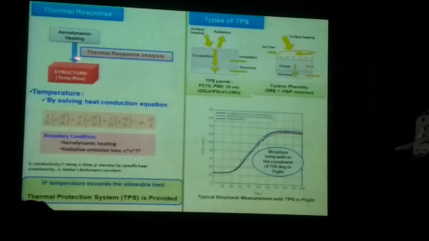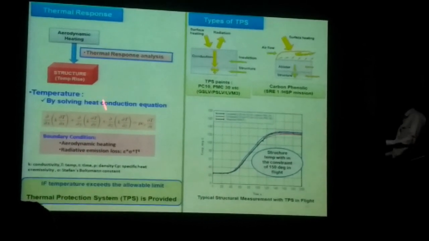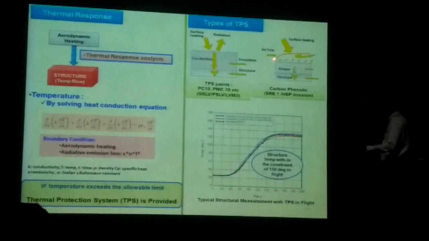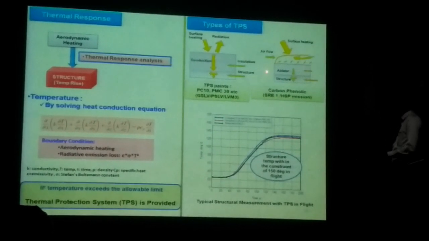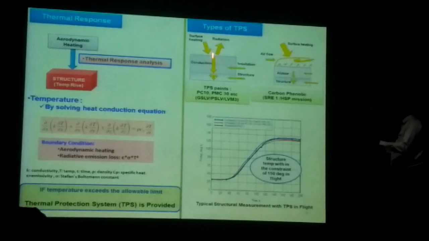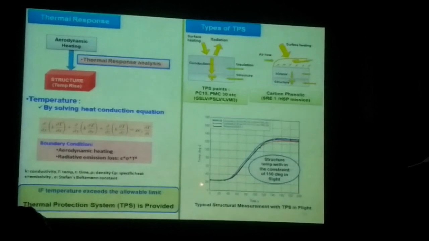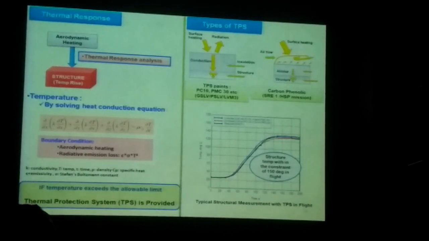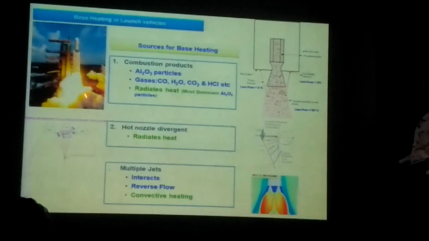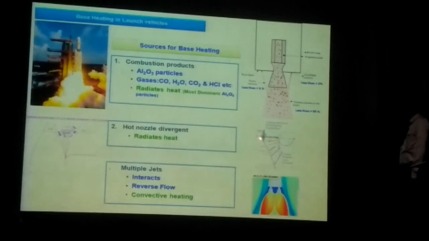And this is the thermal response calculation. We have the aerodynamic heating on the structure, solve the conduction equation and get the temperature. We also have some TPS, some of which are ablators, that is, they will ablate, and some which are not ablative and act as insulators. These are some of the TPS materials, and these are the typical temperatures coming on the launch vehicle. On the base heating, we have the Al2O3 particles which have strong radiation, and because of the radiation you have high heat fluxes, so this has to be protected against the heat flux.